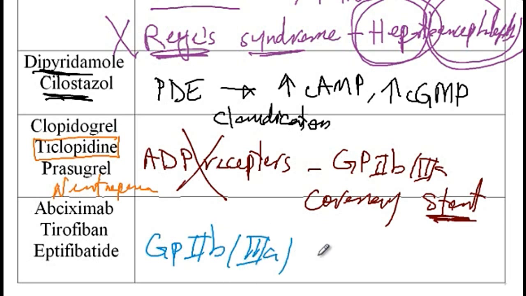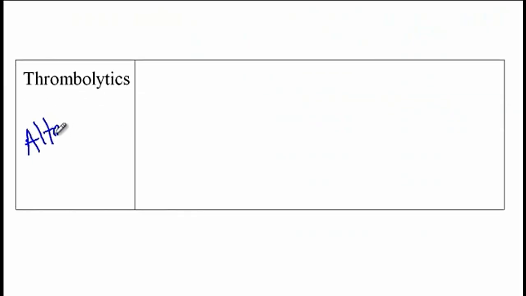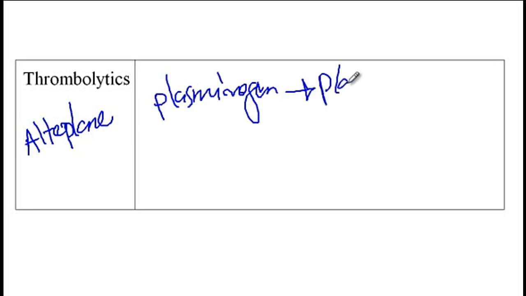The next classes of medications like abciximab, tirofiban, as well as eptifibatide, directly bind to the GP2B3A receptors, as a consequence of which they would prevent the binding of the platelets. And this is usually used in patients that require angioplasty. And then finally, we have alteplase, which acts on tissue plasminogen activator to convert plasminogen into plasmin.